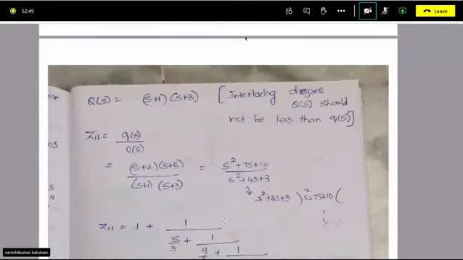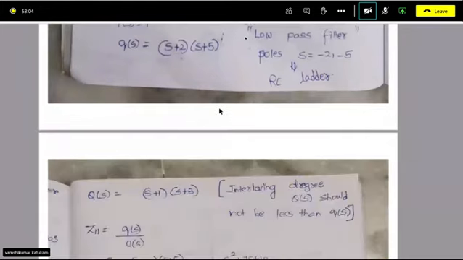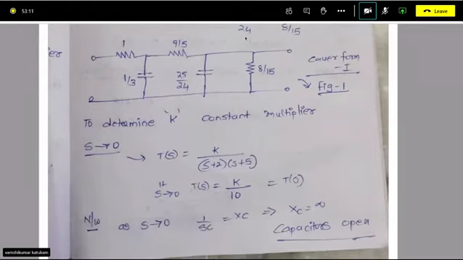So our T of S is nothing but K, transfer impedance. To get that transfer impedance constant, capital K, T of S is given as K by S plus 2 into S plus 5. If you take a constant K instead of 1, this constant is obtained by making S equal to 0 or S equal to infinity. So we can take S equal to 0 here.